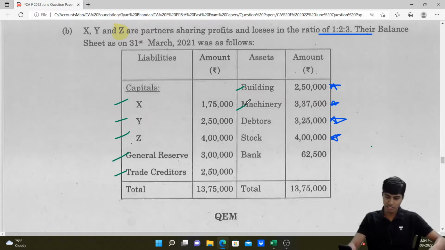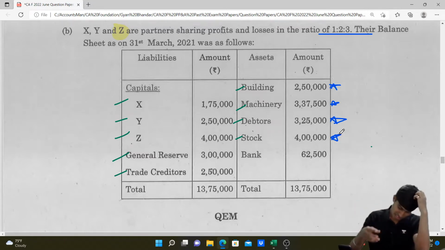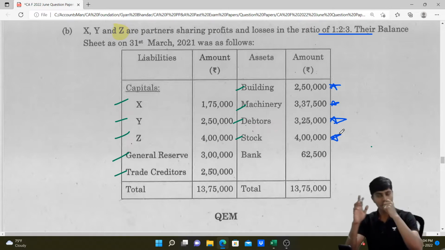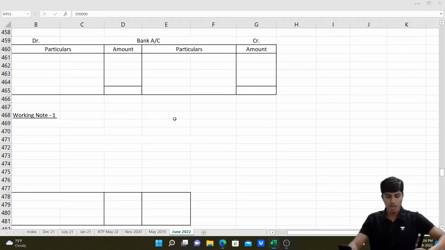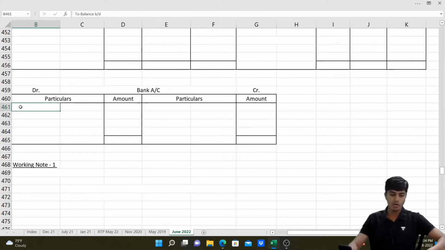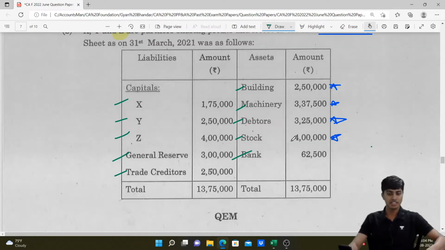Then we have machinery, debtors, stock. I will not be affected with these items. They have adjustments. As and when I read the adjustment, I'll post it. Right now, these items will not go to partner's capital account or bank account. When there is any adjustment, I'll put it to revaluation. So I'll wait till then. Then there is bank balance of rupees 62,500. We are opening the bank account, so on the debit side, I'll write to balance brought down 62,500 rupees.